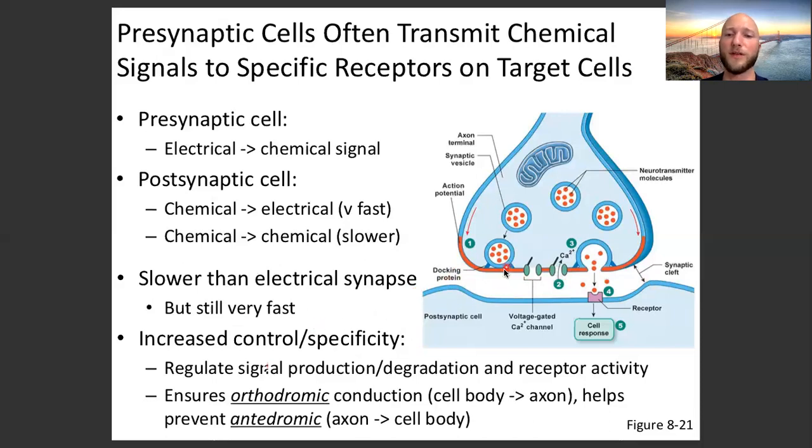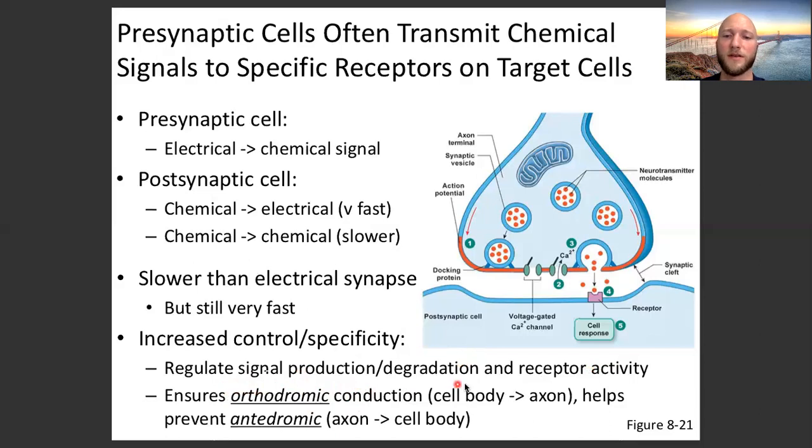So you're able to control it because you can regulate what happens to these neurotransmitters. You can regulate the production and degradation of neurotransmitters. You can also regulate receptor activity. So orthodromic is one directional, right? It actually means straight direction. Ortho means straight, like orthodontist. Orthoptera is actually the scientific name for grasshoppers because grasshoppers have straight wings.